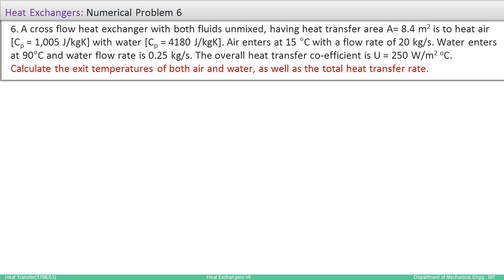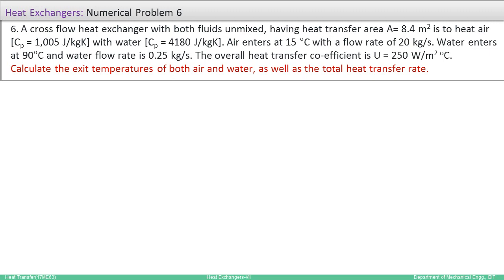A cross flow heat exchanger with both fluids unmixed, having heat transfer area A equal to 8.4 square meter, is used to heat air, Cp equal to 1005 joule per kg Kelvin, with water, Cp equal to 4180 joule per kg Kelvin. Air enters at 15 degrees Celsius with a flow rate of 20 kg per second. Water enters at 90 degrees Celsius and the water flow rate is 0.25 kg per second. The overall heat transfer coefficient is 250 watt per meter square degree Celsius. Calculate the exit temperatures of both air and water as well as the total heat transfer rate.